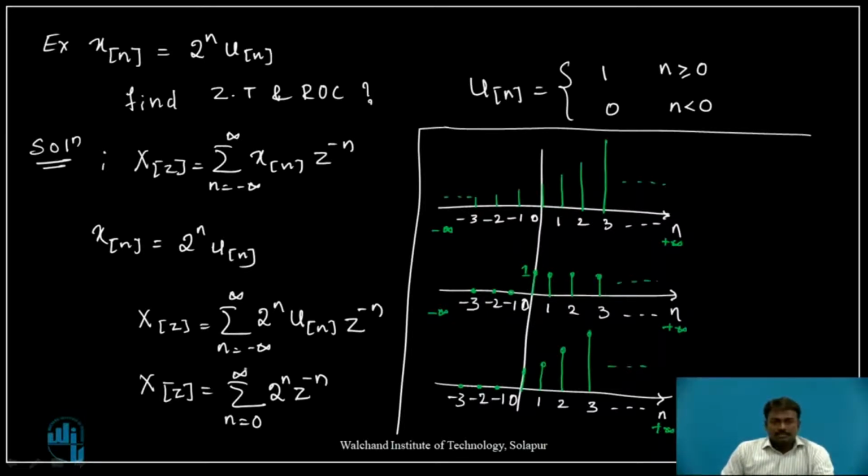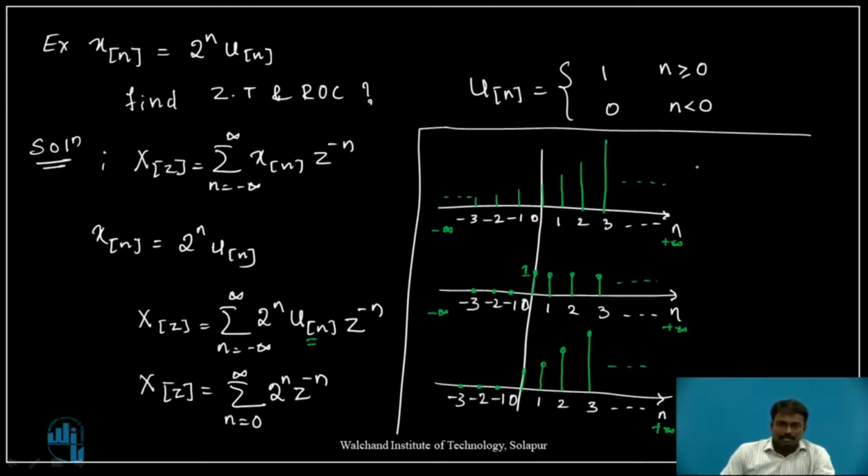So, as we know, the limits of the summation have been changed into n equal to 0 to infinity because of the unit step signal u of n, because as per the definition, unit step signal u of n is equal to 1 for n greater than or equal to 0 and u of n is equal to 0 for n less than 0.